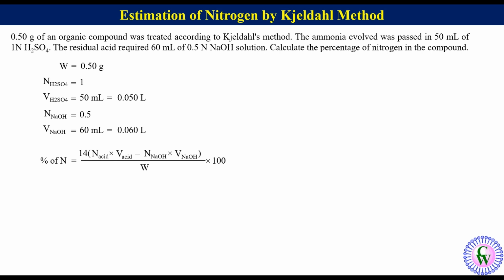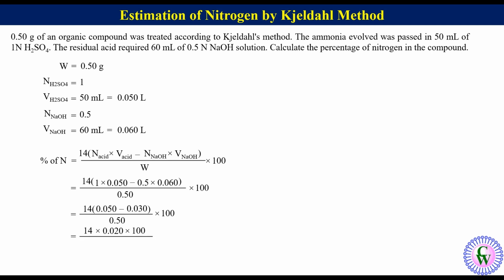So percentage of nitrogen is equal to 14 into 1 into 0.05 minus 0.5 into 0.060 upon 0.50 into 100, is equal to 14 into 0.05 minus 0.03 upon 0.50 into 100, is equal to 14 into 0.02 into 100 upon 0.50, is equal to 56%.